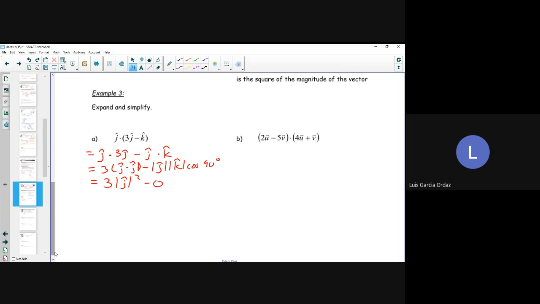So I get 3 times the magnitude of J squared. So let's give J a value of 1. Let's just say J is a unit vector, which means the value of J is 1. So I get 3 times the magnitude of 1 squared, which gives me 3 times 1, and that would give me 3.